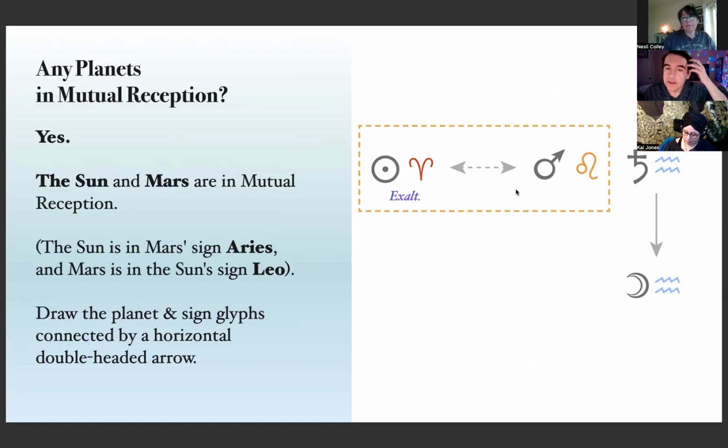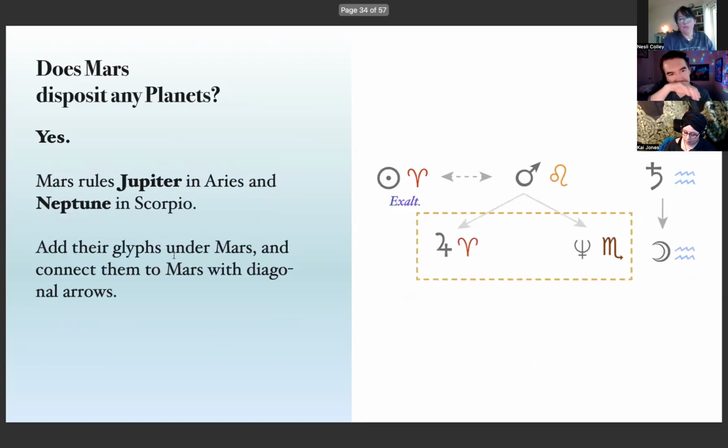So yeah, we've got the Sun in Aries, exalted, and we've got Mars in Leo. And I've drawn those next to the Saturn and the Moon we've already talked about. When there's a mutual reception, I draw this little double-headed arrow just to indicate that. Now, does Mars... I'm not even going to make this a question. Let's look at this together. Mars is dispositing Jupiter and Neptune, and its day sign, its night house as well.